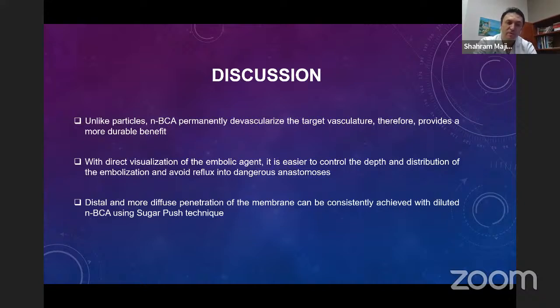So we believe that unlike particles, NBCA permanently devascularizes the target vasculature, therefore providing a more durable benefit. And also with direct visualization of the embolic agent, as you saw in the prior slide, it's easier to control the depth and distribution of the embolization and avoid reflux into dangerous anastomoses. Also, distal and more diffuse penetration of the membrane can be consistently achieved with this technique.